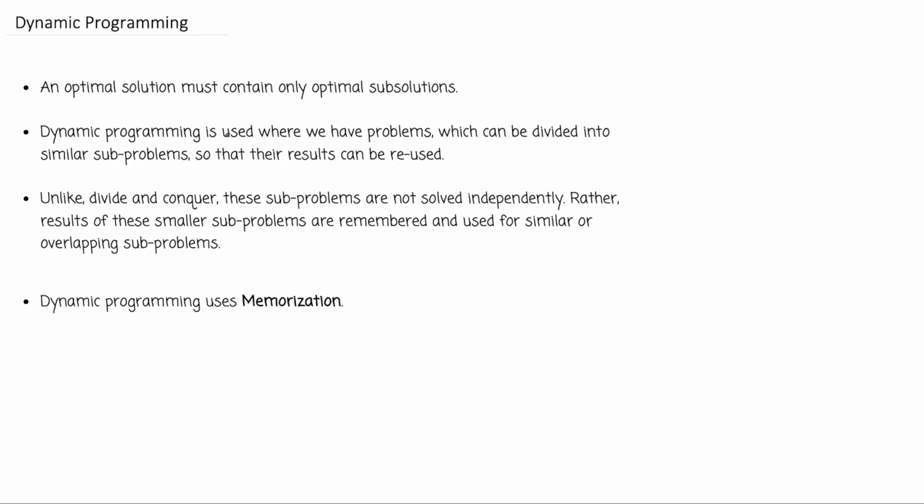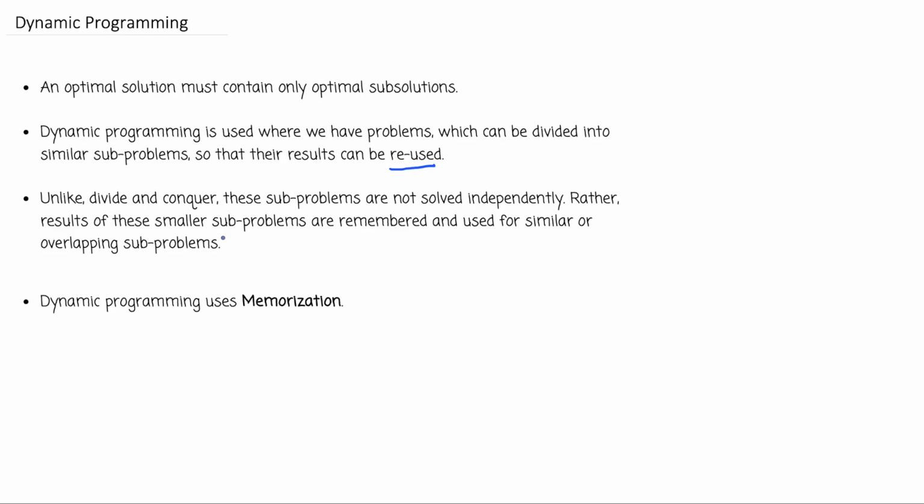Then dynamic programming is used where we have problems which can be divided into similar subproblems so that their result can be reused. This is the main idea of dynamic programming. We'll be reusing the previous result that we have already obtained in order to build up the solution for the original problem. Now there is a subtle difference between dynamic programming and the divide and conquer algorithm. Unlike divide and conquer, these subproblems are not solved independently. Rather, the results of these smaller subproblems are remembered and used for similar or overlapping subproblems.